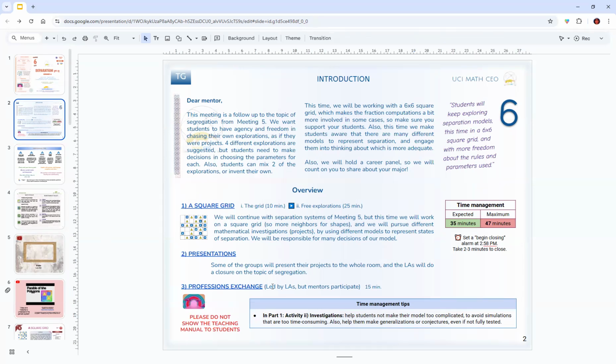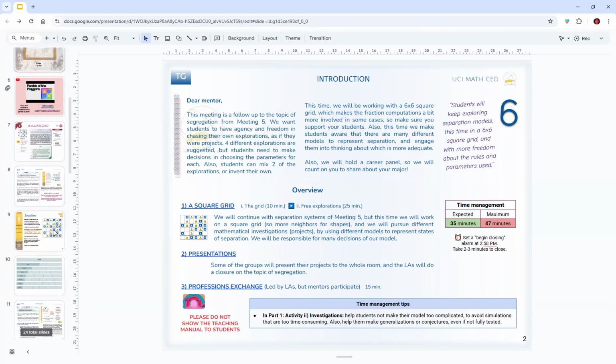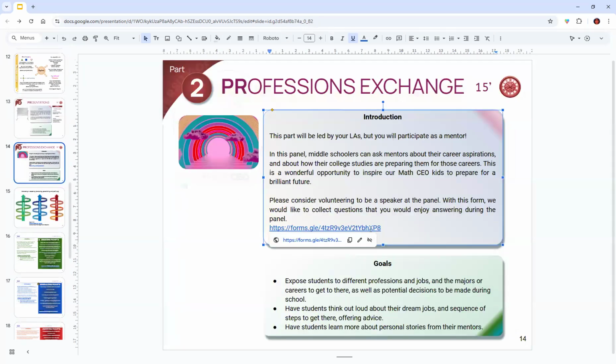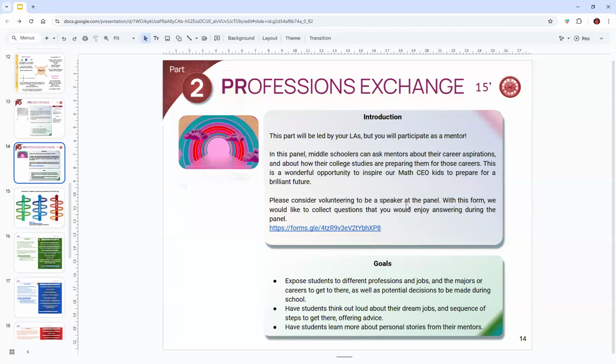And the final part is the professions exchange or panel, which will be also led by the LAs, but your mentors will be the main speakers here. So you can fill this form, these Google Forms, to let us know of questions that you would really enjoy answering or asking to other fellow mentors. So please consider volunteering, and we hope a big participation from you guys.